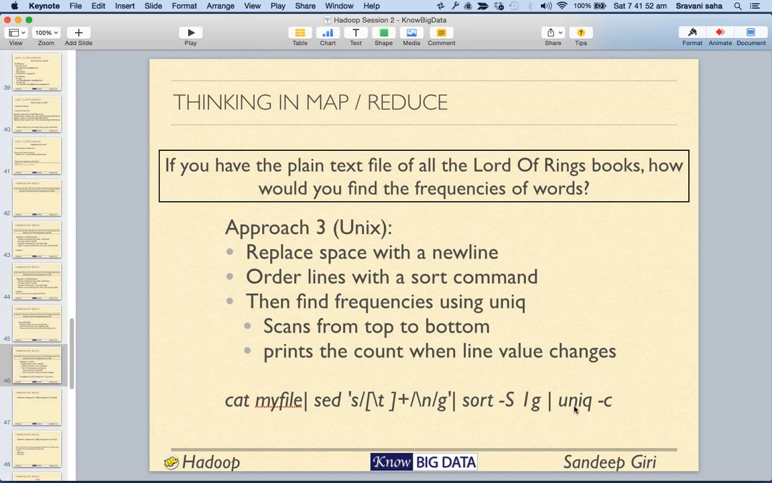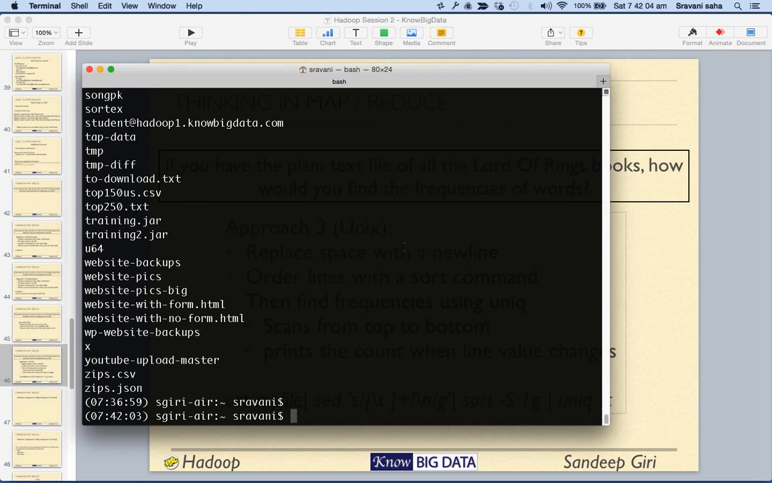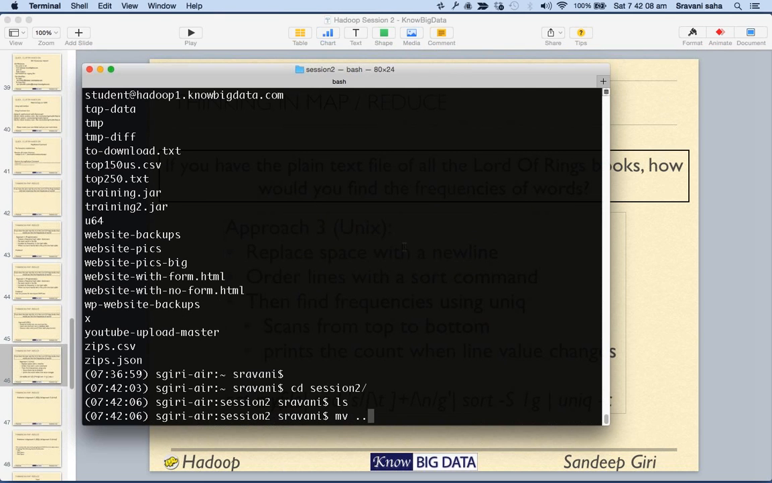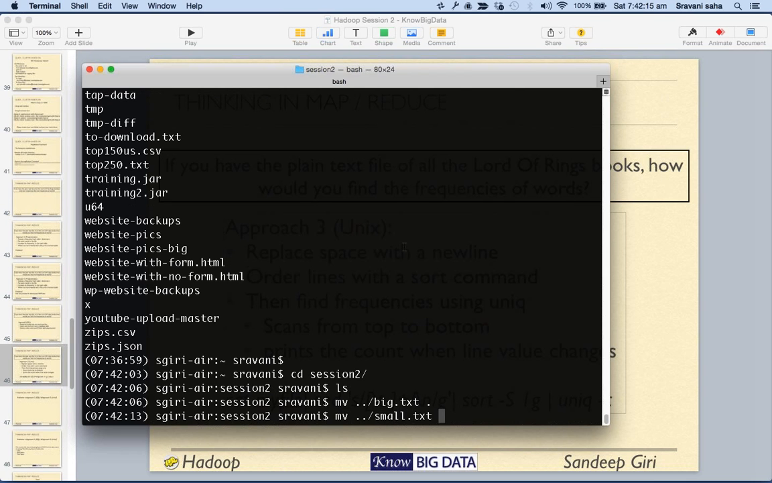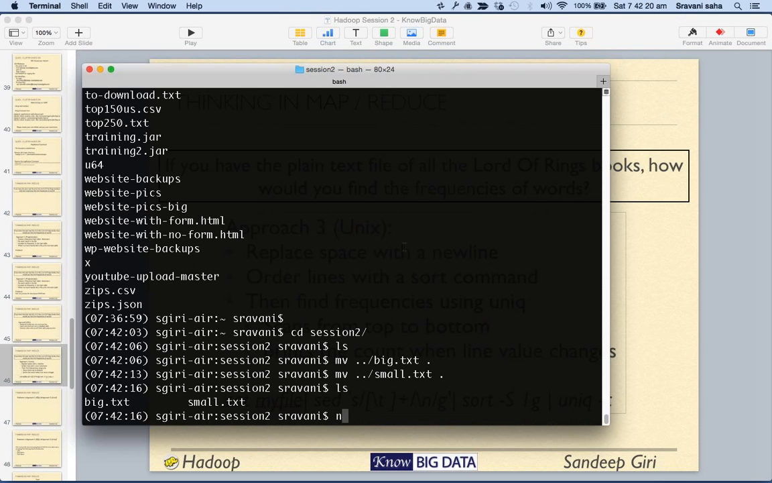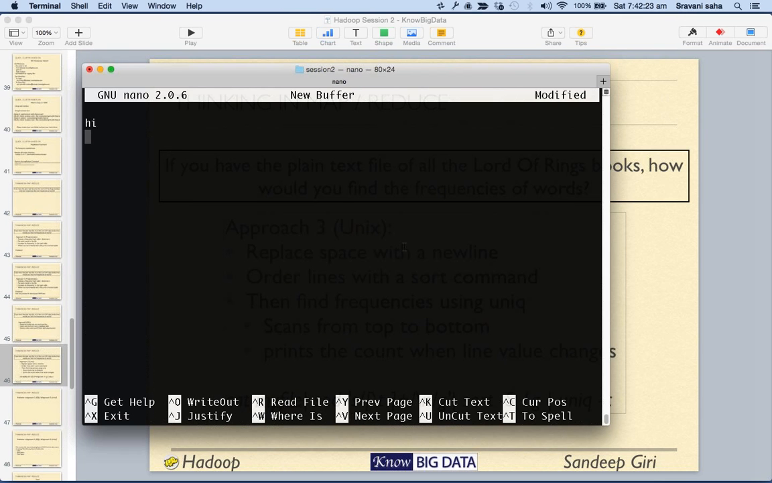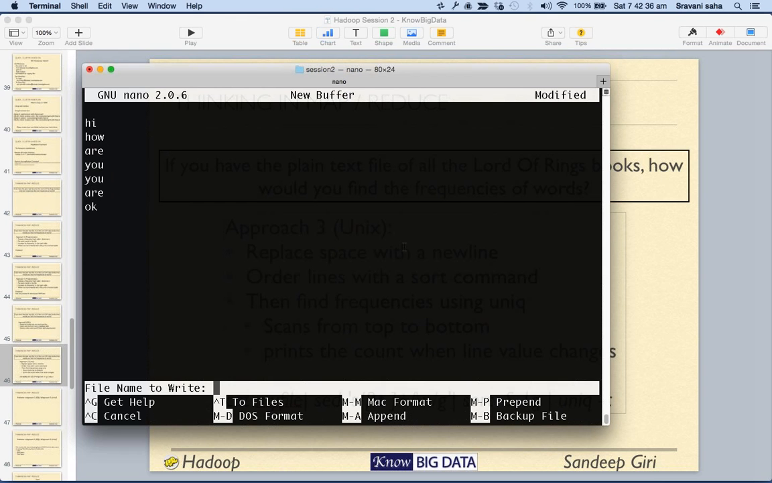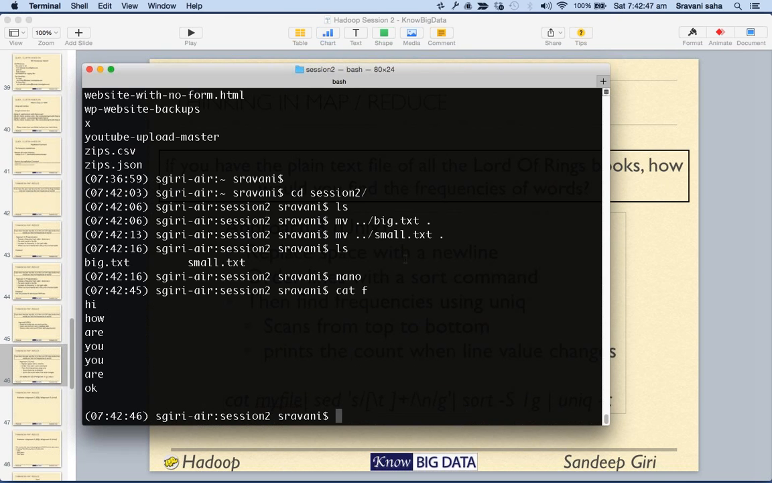All right. So here the unique command we are using works only on the sorted data. I'll show you this. So imagine that we have a file. Let me create a file. Hi, how are you? How are you? You are okay. Okay. So this is our file. Let's say I call its name F. Okay, so cat F.